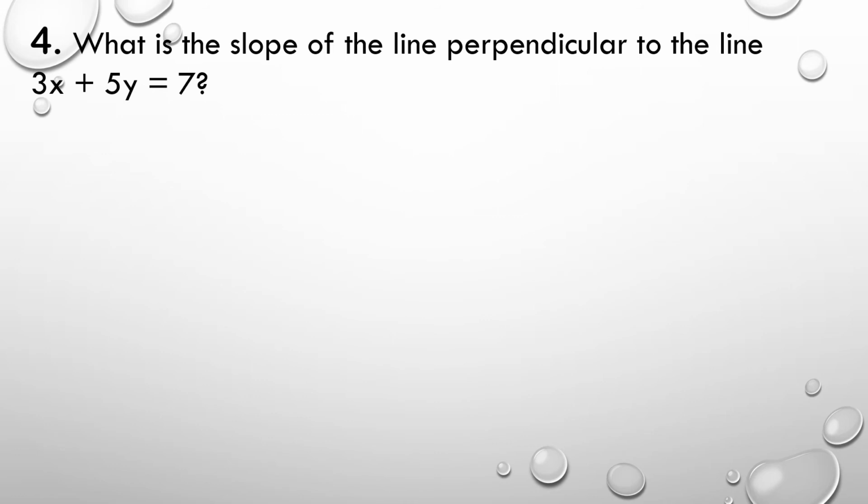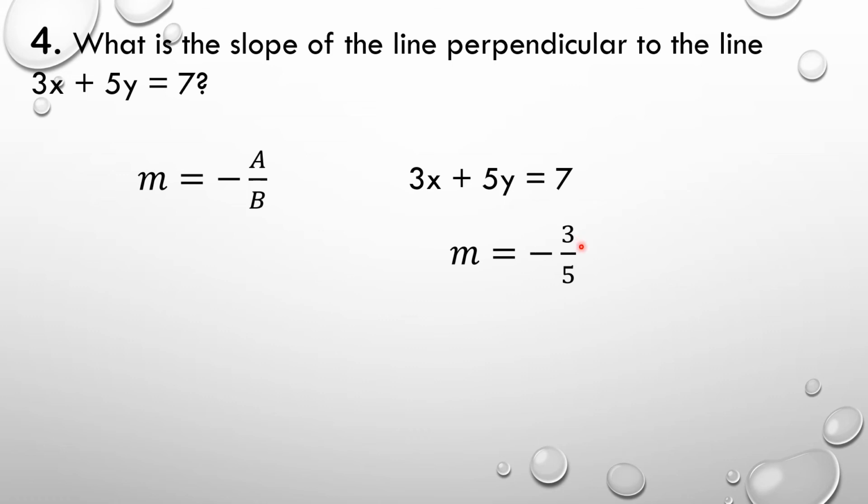What is the slope of the line perpendicular to the line 3x plus 5y equals 7? If the line is given in standard form or general form, we can simply get the slope of the line using the formula m, the symbol for slope, is equal to negative of a over b. And in the line 3x plus 5y equals 7, which is written in standard form, we know that a is 3 and b is 5. So the slope of the line 3x plus 5y equals 7 is negative 3 over 5.